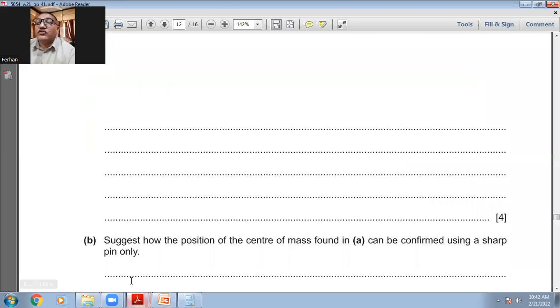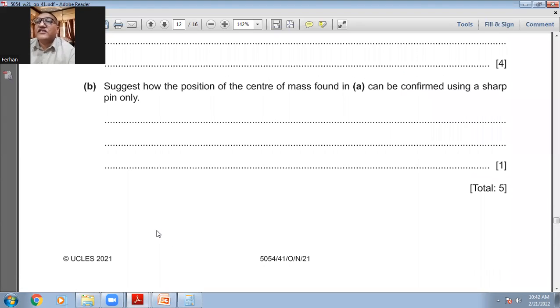So let's go to the next part. He says, suggest how the position of the center of the mass found in A can be confirmed using a sharp pin only. So what you will do, you will hang.